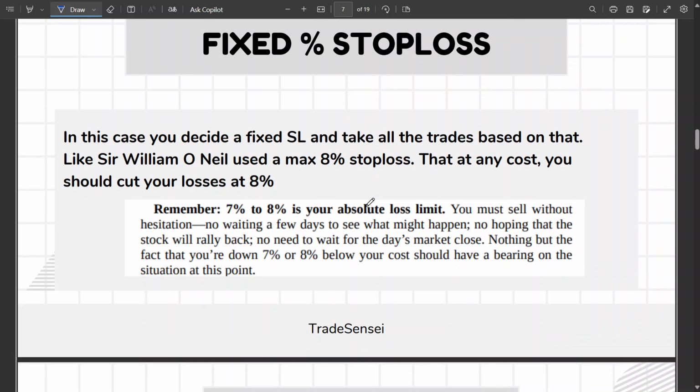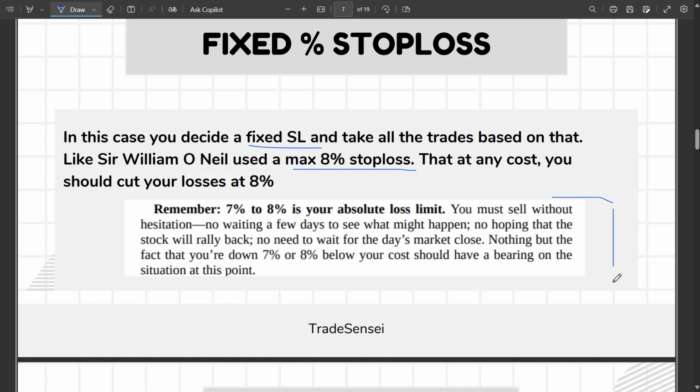In this case it's simple: you have already decided a fixed percentage of stop loss, right? Fixed percent just means, let's say you are only going to take a 5% loss. That is a fixed percent stop loss, and you take all the trades based on that. Like Sir William O'Neill used a max 8% stop loss. He said you need to book your position at any cost if the stock goes down 8% from your buy price. That is basically what a fixed percentage stop loss is.